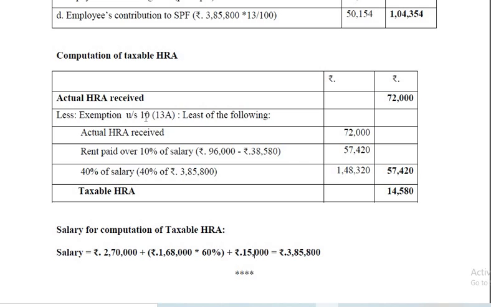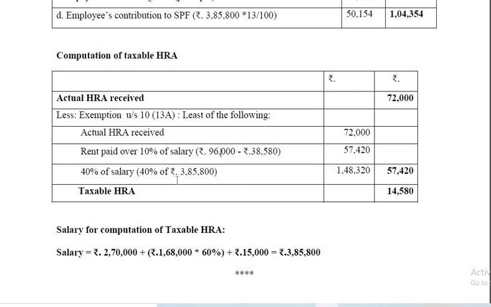Exempt under section 10(13A), the following. HRA received: 72,000. Rent paid over 10% of salary. Rent paid is 96,000, whereas 10% of salary, what is the salary? It is calculated here already, 3,85,000. Of that 10%, or 1/10, comes to 38,580. 96,000 minus 38,580, so you will get 57,400.